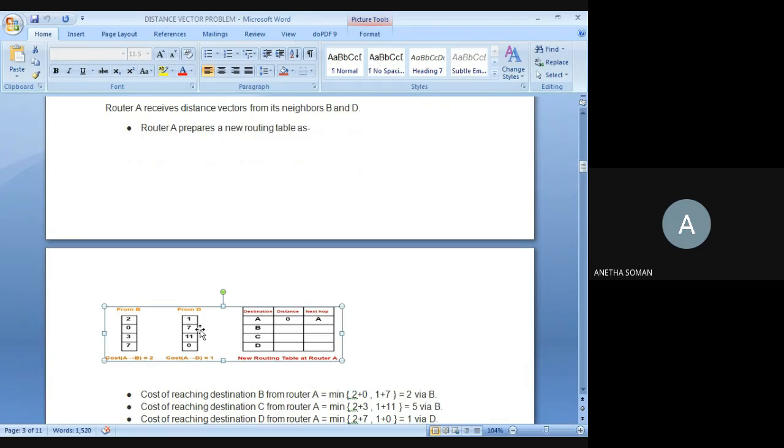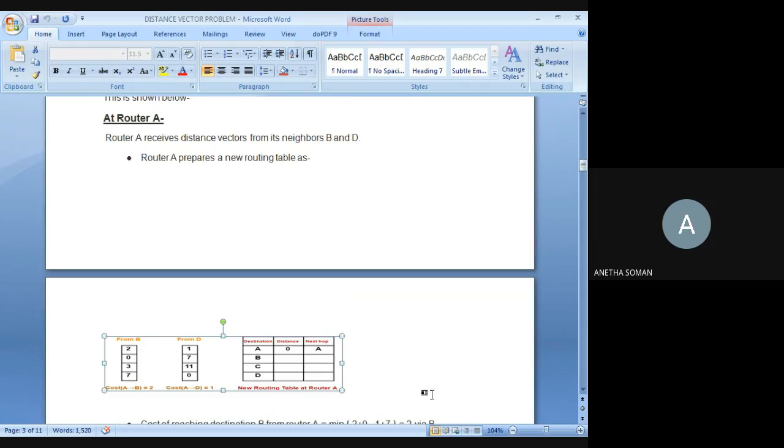Understanding? Yes or no? Yes, miss. So you take the minimum of 2 plus 0, comma, 1 plus 7. Now what is the value? 2 plus 0 is 2, 1 plus 7 is equal to 8, and 2 is the minimum. So which path does it have to go? I have to reach my destination B through B itself, because it is directly connected. So it is 2 via B. That is the new value in that routing table.